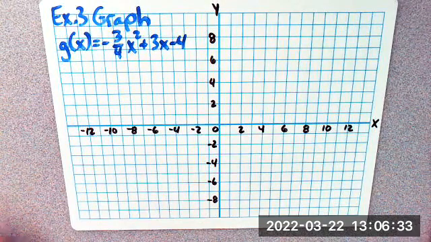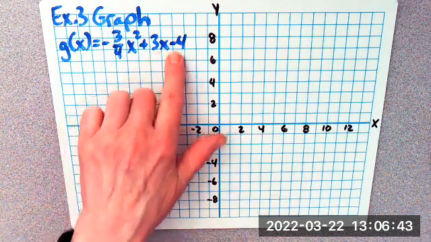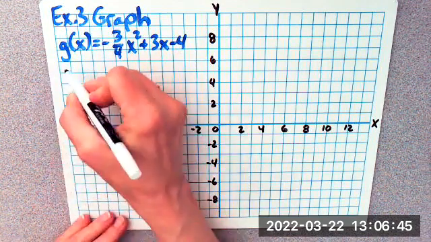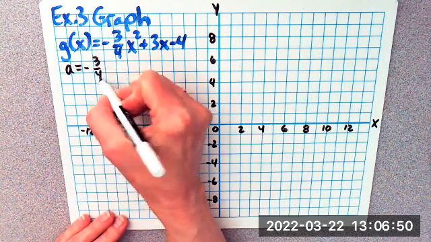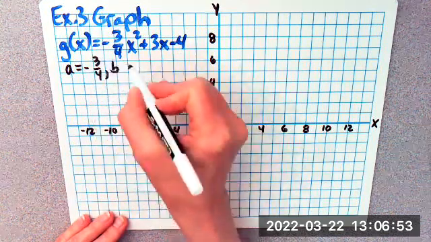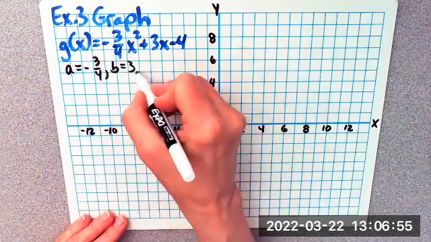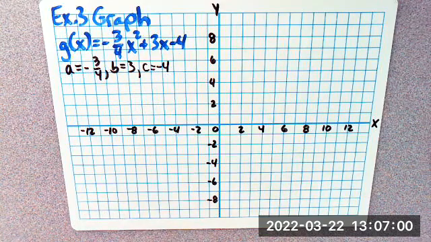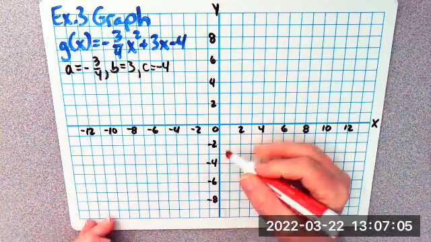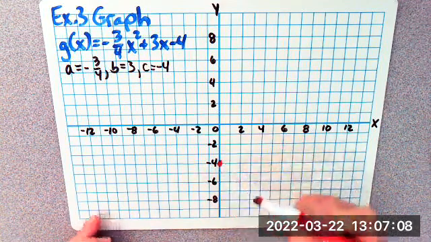All right, so on this graph, we have g of x equals -3/4 x squared plus 3x minus 4. So we see we have a equals -3/4, b equals 3, and c equals -4. So we have a y-intercept at -4 down here on the y-axis.